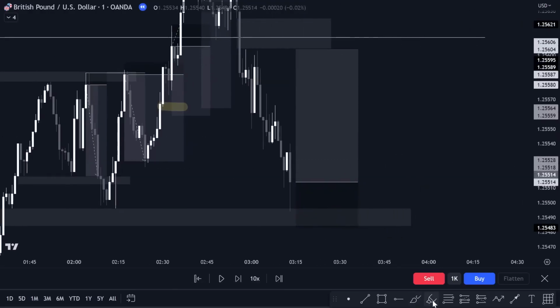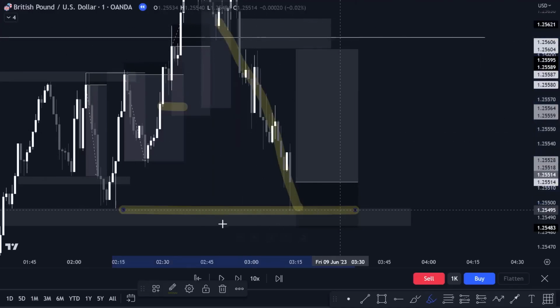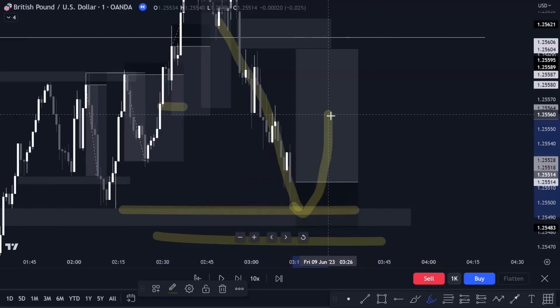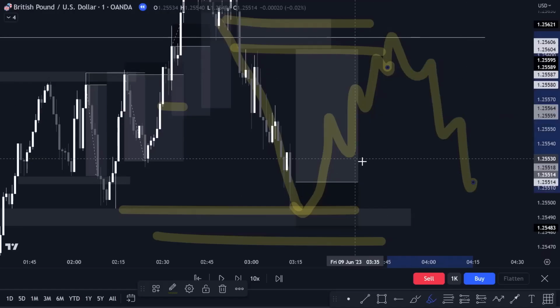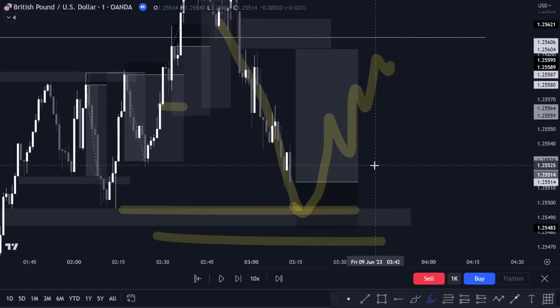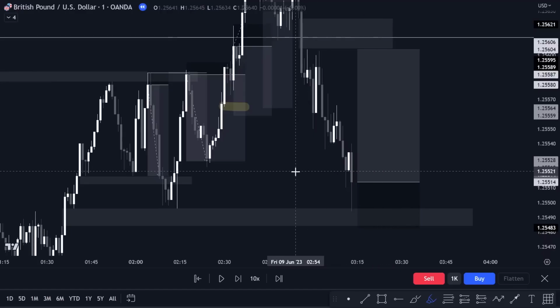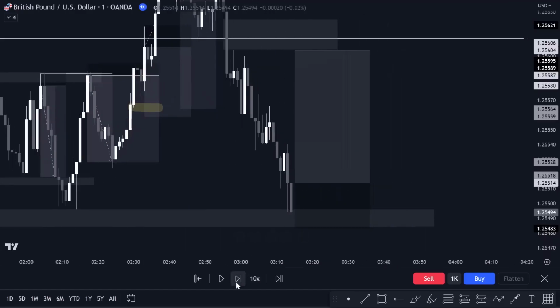So what we're seeing here is turtle soup entering here, price comes up, turtle soup here, entering from here, and we're actually trading both sides of the market. So now let's see what happened.